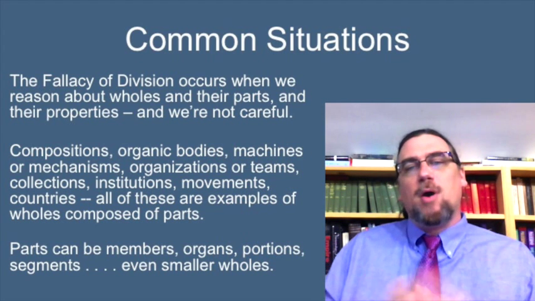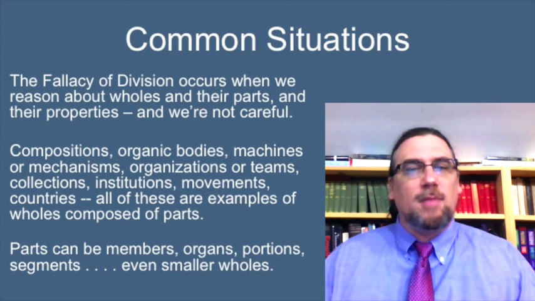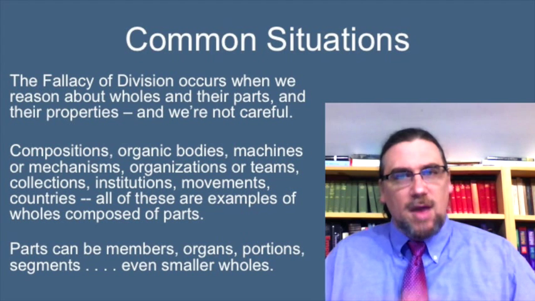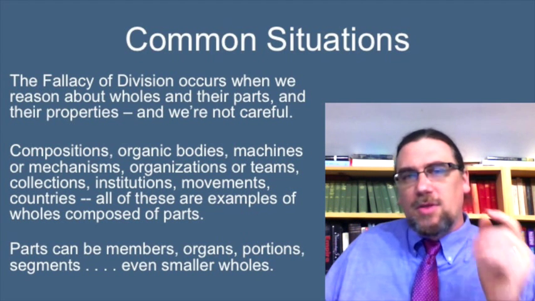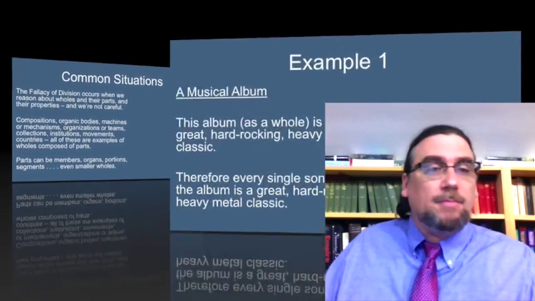And then what would be the parts of them? They could be members or organs or portions, segments. They might even be smaller wholes or subsets of that larger whole. So when we think about these sorts of things, that's when this fallacy is likely to occur. Let's look at some examples now.